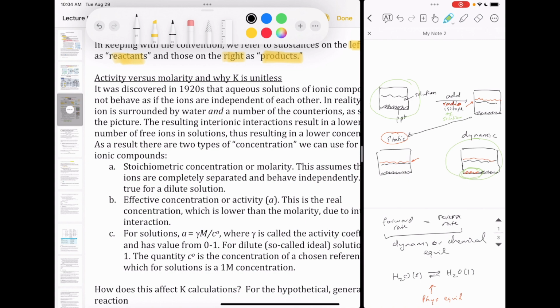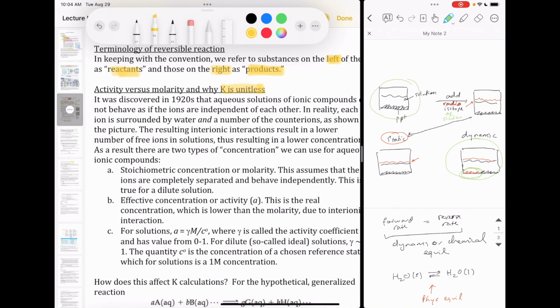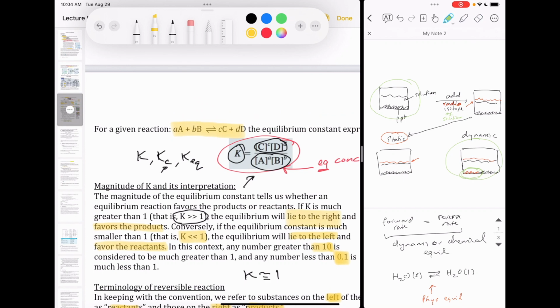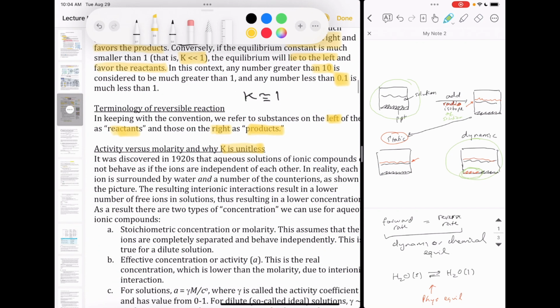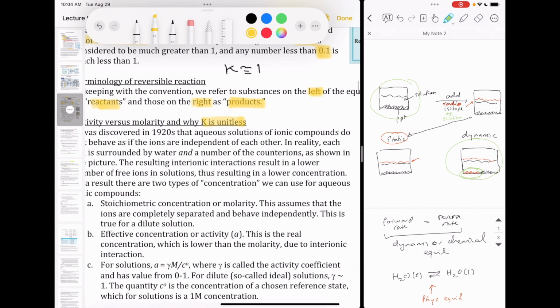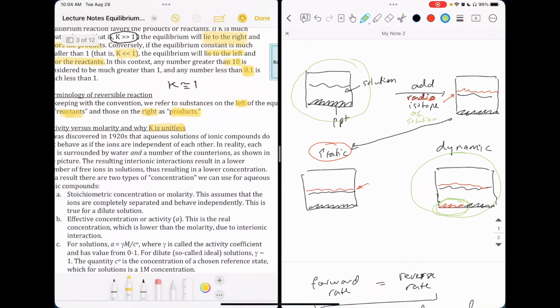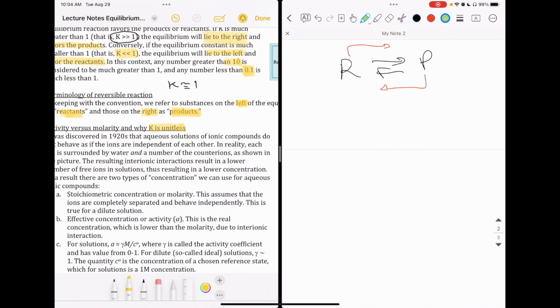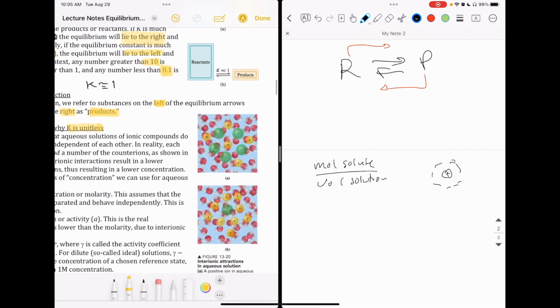Now I want to discuss the unit of K. When you calculate K, you might think that, well, we have all these concentrations, so the unit should be some kind of molar raised to some power. It turns out that K is unitless, and let me explain a little bit why that is. The reason is that in aqueous solution, when we calculate concentration, we're taking the number of moles of solute divided by the volume of solution. This really assumes that you have your solute, like an ion, for example, just surrounded by a bunch of water molecules. It turns out that that's not true.